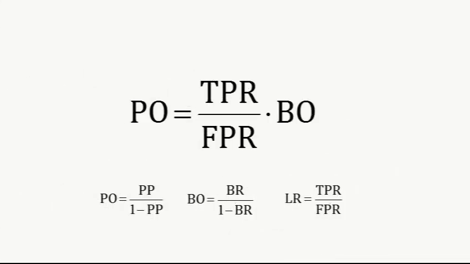In odds form, the theorem can be written like this, where PO are the posterior odds, BO are the prior odds or base odds, and the ratio of the true positive rate over the false positive rate is called the likelihood ratio.